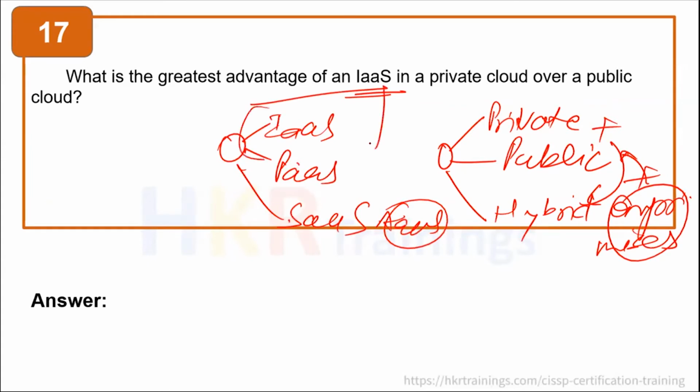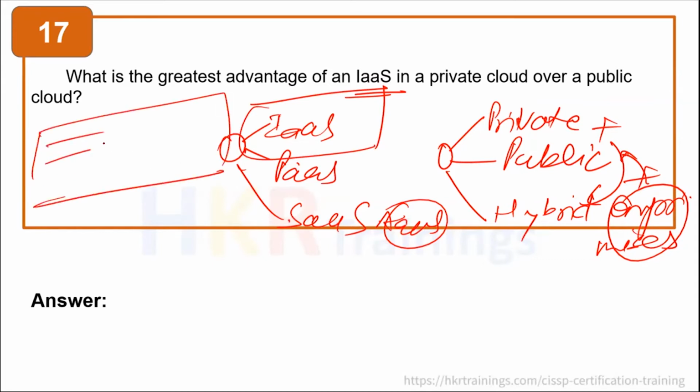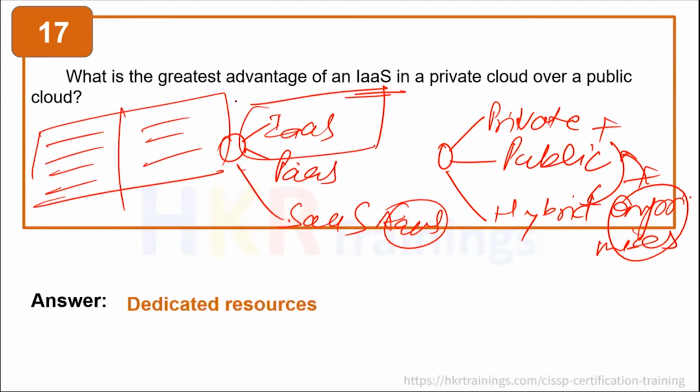What they're asking is the advantage of infrastructure as a service in private cloud over a public cloud. So in private cloud, all the resources are hosting your own applications. That is the only advantage that you get over the public cloud. So you get dedicated resources. That is the correct answer here.